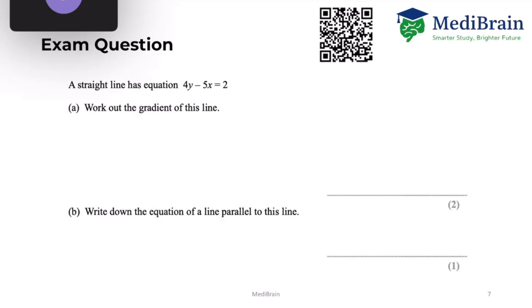Okay, I'm going to go through the answers now. Hopefully that's given you guys enough time to have a go at it. So it says a straight line has the equation 4y minus 5x equals 2. Work out the gradient of the line.